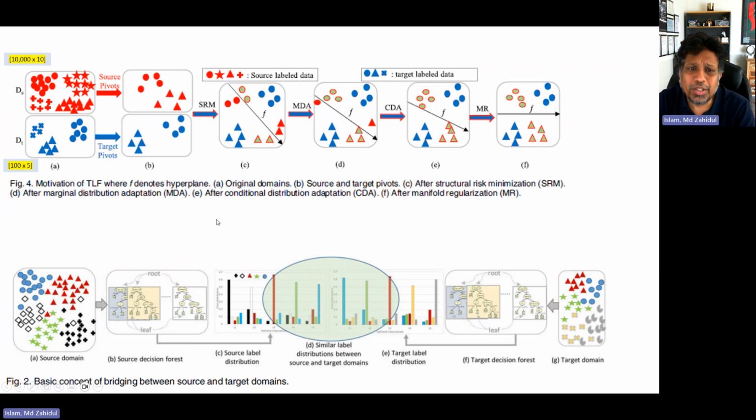Once we find the source pivots and target pivots, we then start building a model F here, a classifier, a function. And the purpose here is to build a function that will be able to classify the pivots very well.